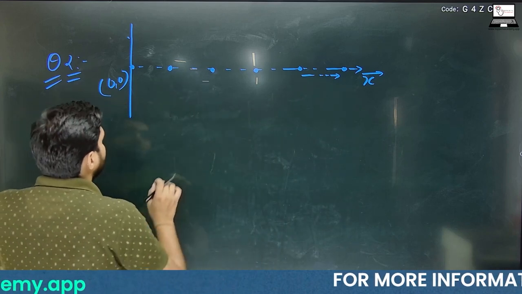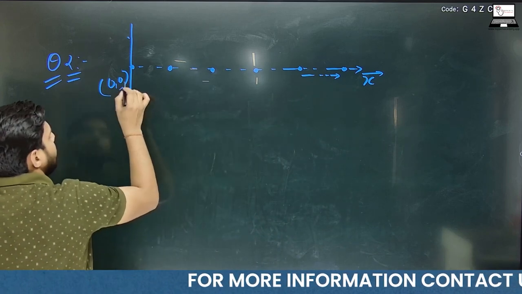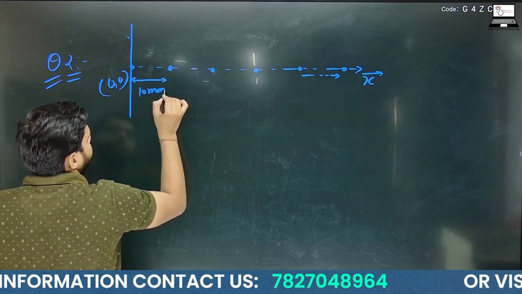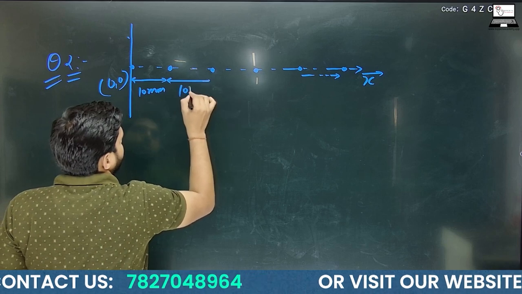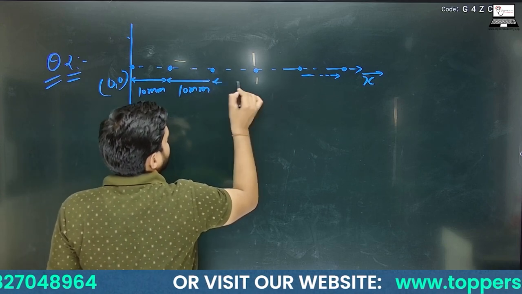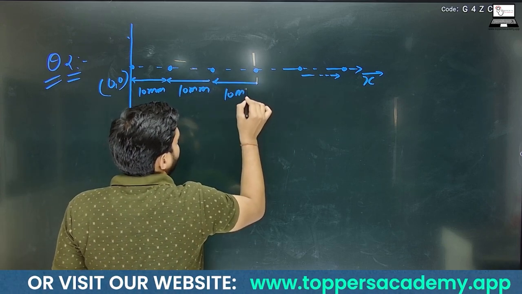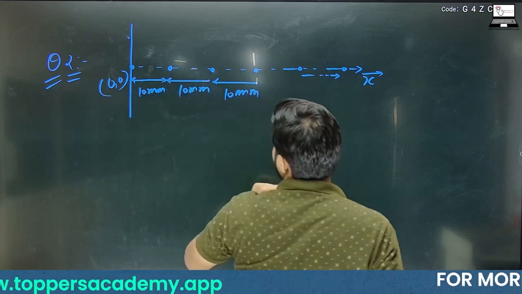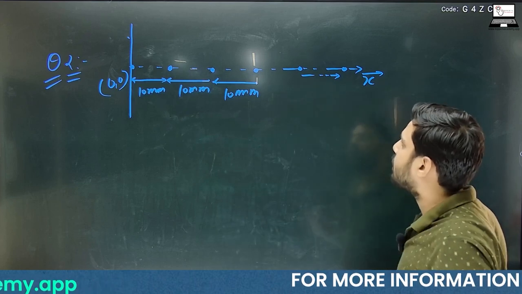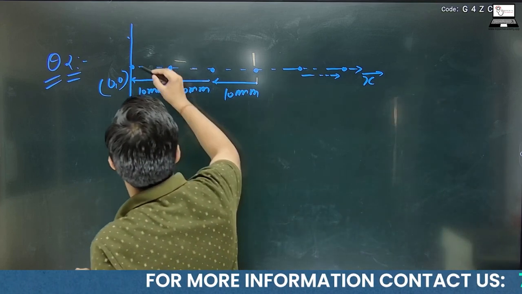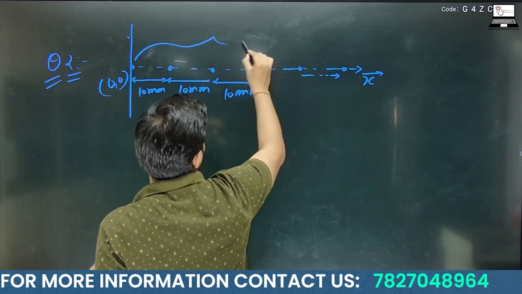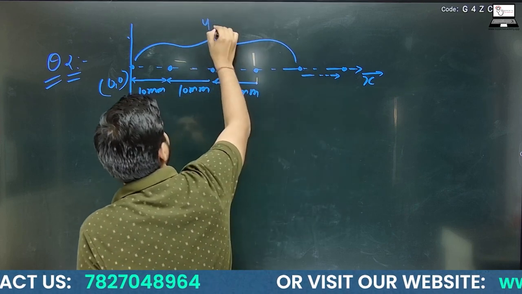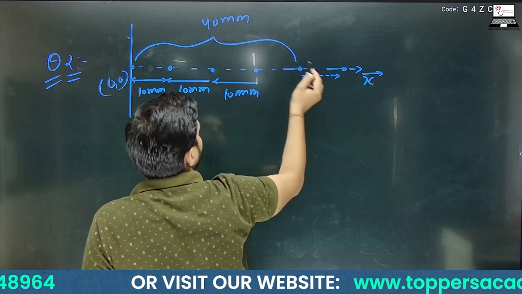Okay, so let us talk about the distances. Let us say this is 10 mm, this is also 10 mm, this is also 10 mm. So every time we are counting the other charge, the distance has been increased by 10 mm from the origin. Clear? So what will be this distance? 10, 10, 10 and another 10. It will be like 40 mm. Okay, clear.